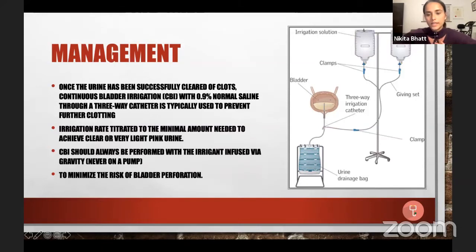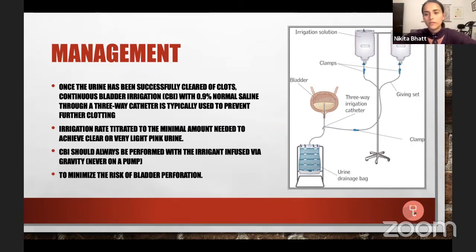Again, once the urine is clear, you hook up irrigation. If you've never seen this, this is how it's done. Usually you've got preferably 3-liter bags of irrigation solution. The reason is that if it's only a liter, it'll run out quite quickly and you'll be running around trying to get another bag and the patient will clot off again.